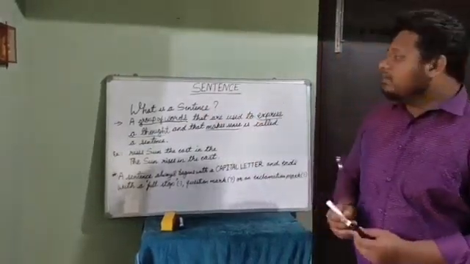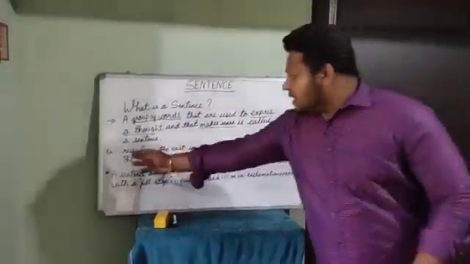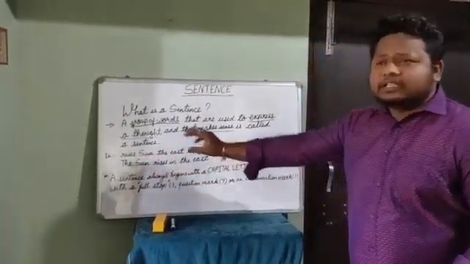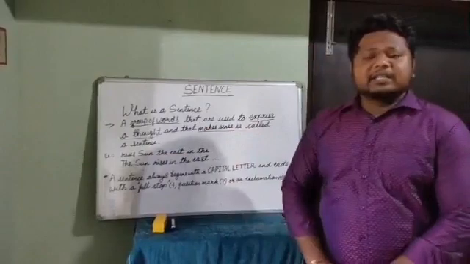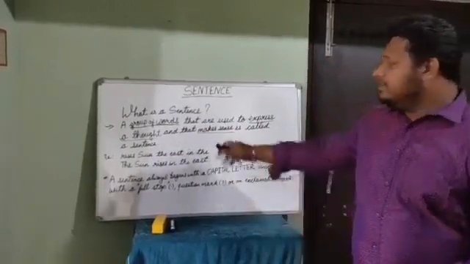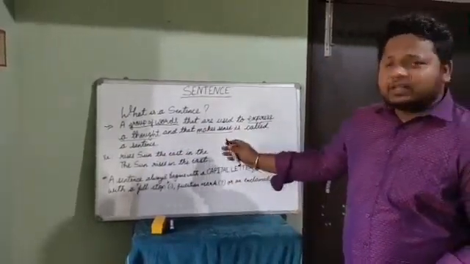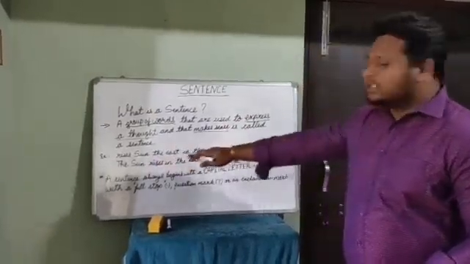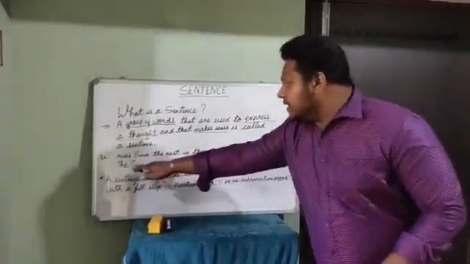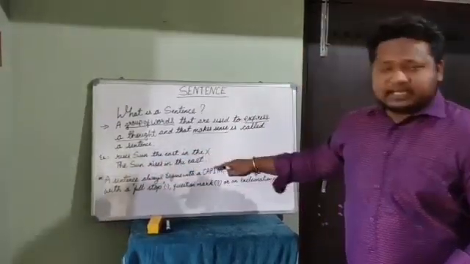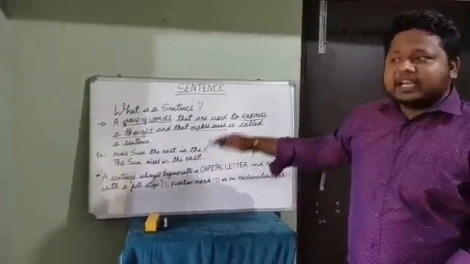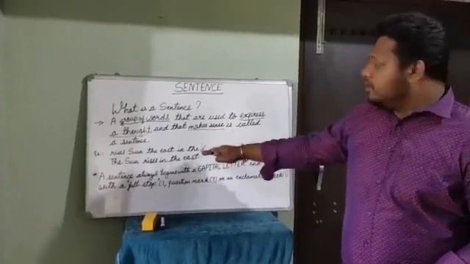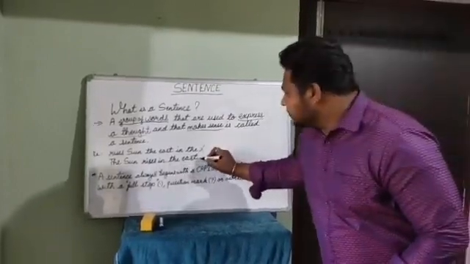Let's take an example of some group of words. Rises, sun, the, east, in, the. This is a group of words, but does it make any sense? No, it doesn't make any sense. So we cannot call it a sentence. Now when we arrange the same set of words as the sun rises in the east, it is making some sense. It is making a sense about the direction of rising of the sun. So we call it a sentence.